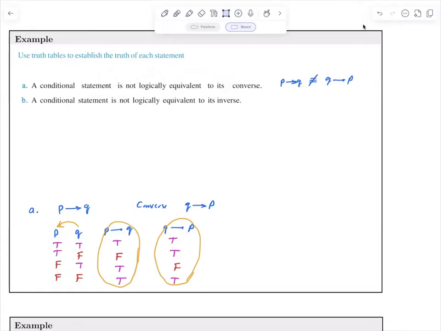A conditional statement is not logically equivalent to its inverse, right? Remember the definition of inverse. For the inverse, we have not P, then not Q. So what do we need? We need not P, we need not Q as well, and then not P then not Q. So here for not P, you have false, false, true, true. And for not Q, you have false, true, false, true.